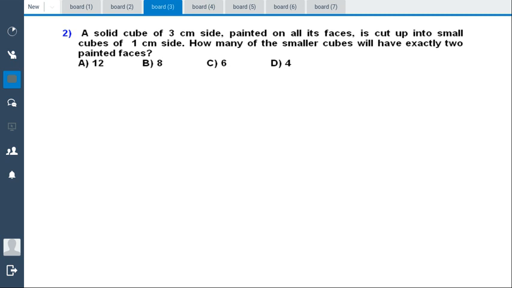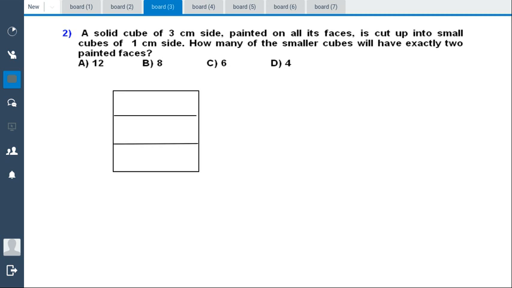Okay, so this is a cube of 3 centimeter side. I'm drawing this. First, understand it is a cube of 3 centimeter side. A cube has 6 faces. It is a solid one. So therefore, if I cut a cube of side 3 centimeter into smaller cubes of side 1 centimeter, then I will have 3 power 3 smaller pieces. That means 27 smaller pieces in this case.